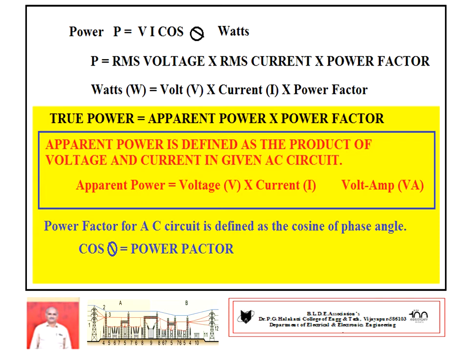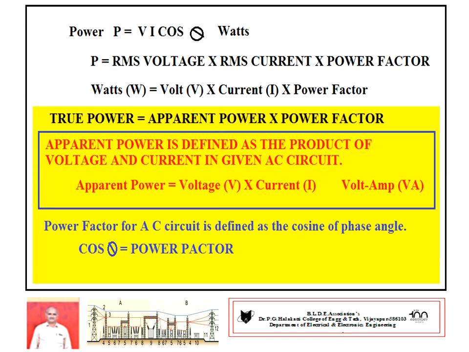So, this watts or capital P is also referred to as true power, and the product of the RMS values of voltage and current, V into I, is referred to as apparent power. So, true power equals apparent power into power factor. Apparent power is defined as the product of voltage and current of a given AC circuit. It is measured in volt ampere, or it is also expressed in kVA.